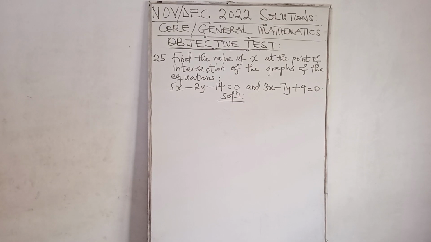So question 25, that's our last question. Find the value of x at the point of intersection of the graphs of the equations 5x minus 2y minus 14 equals 0 and 3x minus 7y plus 9 equals 0. So how best can we solve this, guys?